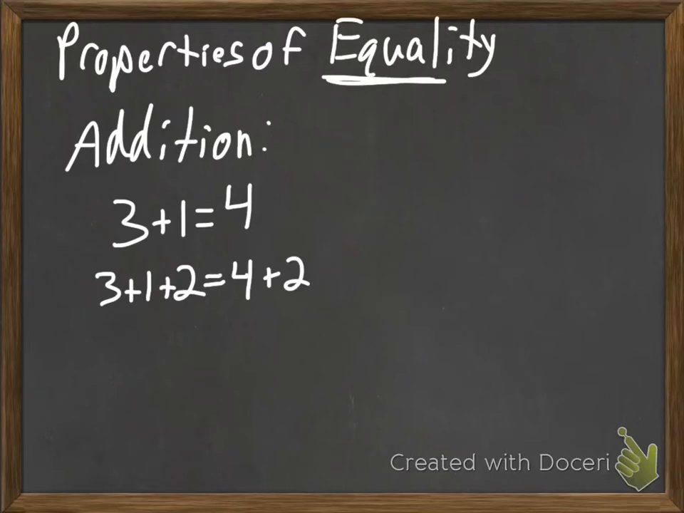Does anything really change? Is the equation different? I mean, here it says 6 equals 6, and before it would basically simplify to 4 equals 4. But did we break any rules? Is 6 equal to 6 and is 4 equal to 4? Yeah. So that's the addition property of equality.